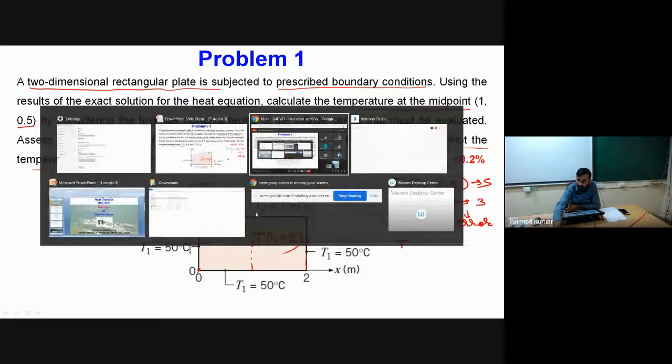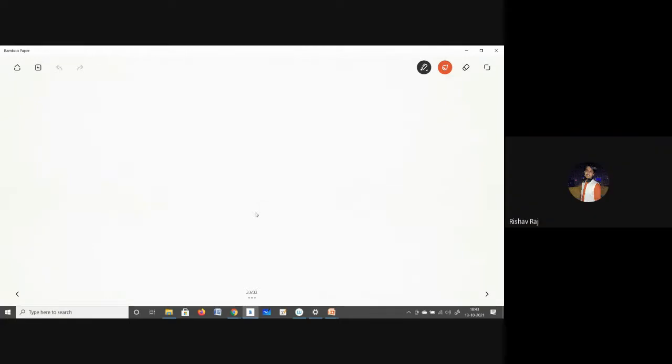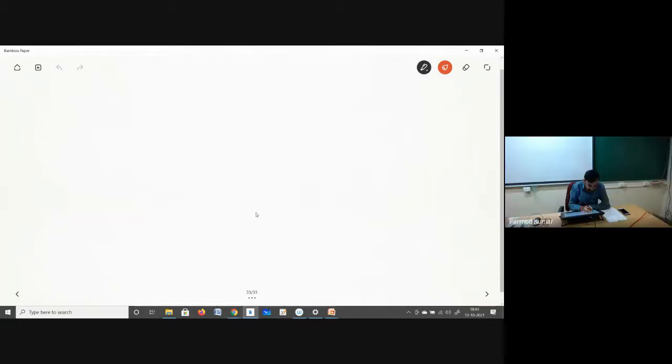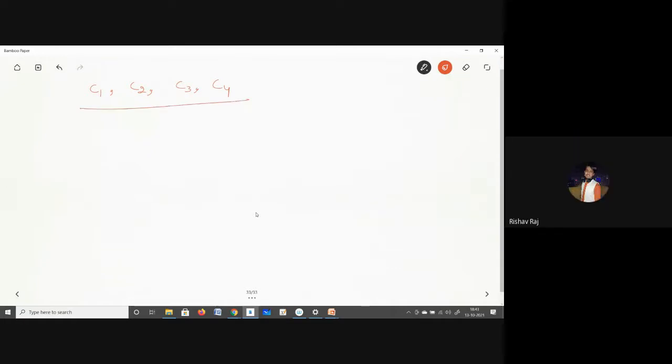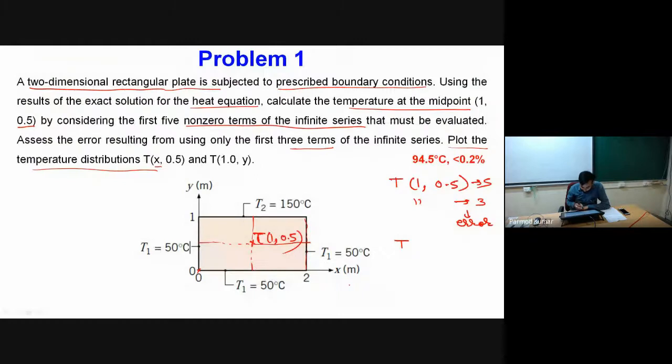Now can you tell me how the solution was given in your lecture for this two-dimensional conduction heat transfer problem? C1 cos lambda x plus C2 sin lambda x, into C3 e to the power lambda y plus C4 e to the power minus lambda y. Correct, but the values of C1, C2, C3 were also calculated, right? Yes, by applying boundary conditions. Boundary conditions, okay.